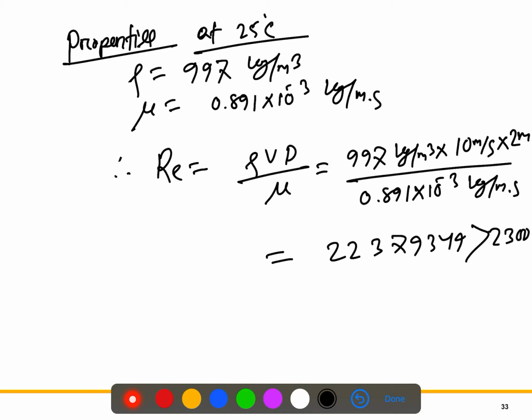That's why I have got some digits like that, but in practical problems we will get more realistic values. Here this is just for demonstration purposes. So this value is significantly higher than this critical value, so we can say the flow is turbulent.